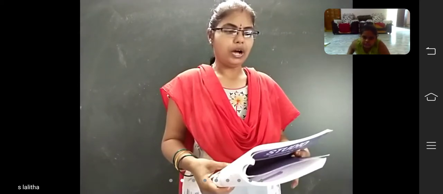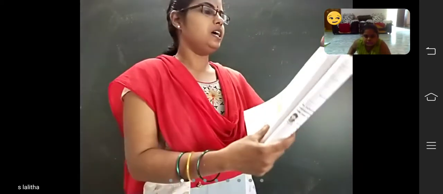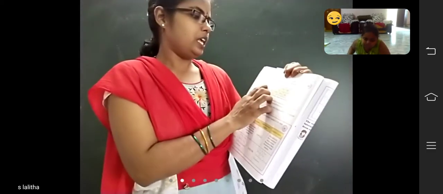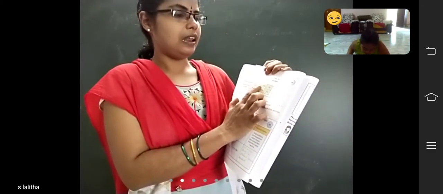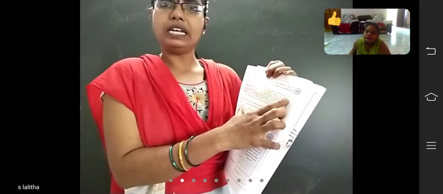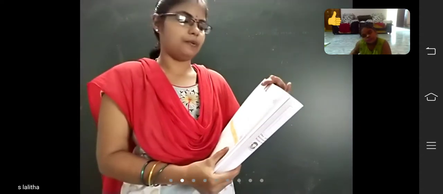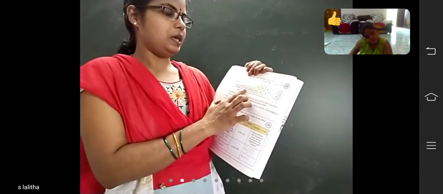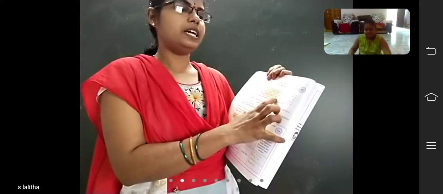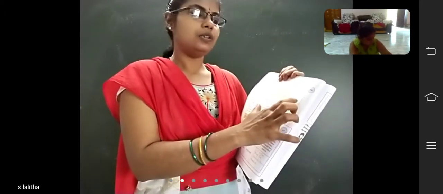Use the table to answer the following questions. Here the Indian system is given and the international system is given. In the Indian system: 10 lakhs, lakhs, 10,000, thousands, hundreds, tens, ones. These are the places in the Indian system. Next, the international system: millions, 100,000, 10,000, thousands, hundreds, tens, ones.